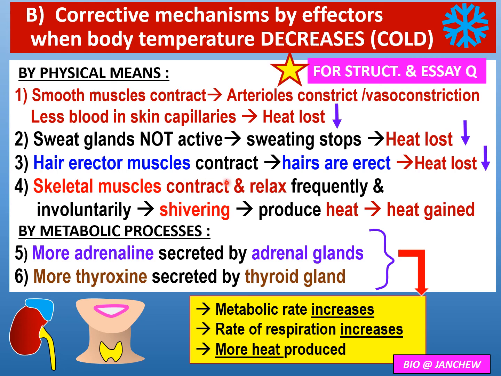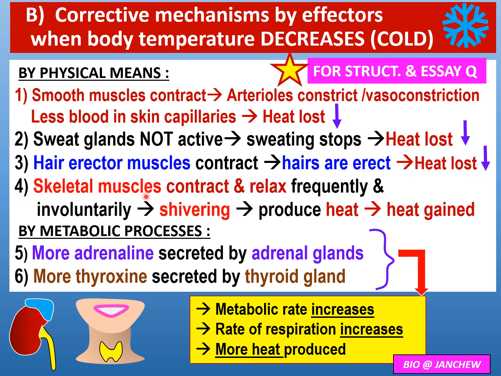Hair erector muscles will contract so that the hairs become erect to trap more air, and this thick layer of air is a poor conductor of heat and a good insulator to prevent heat loss. So the heat lost will also decrease.